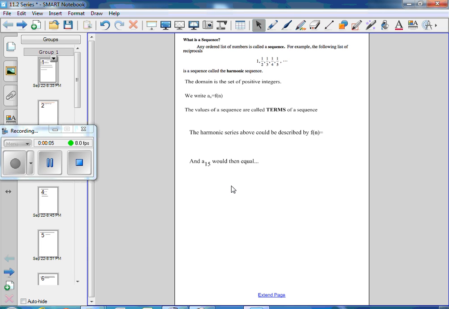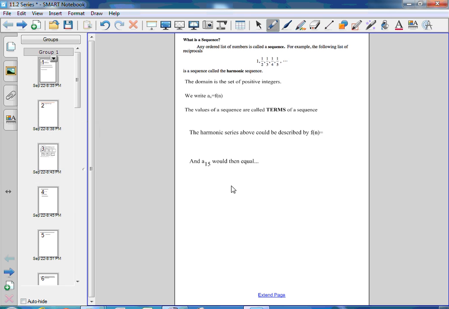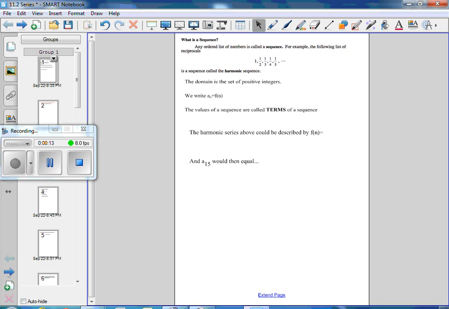All right, so today we're going to be looking at sequences and then series. So some definitions to get us started off. First, what is a sequence? Just any list of numbers is a sequence. So this is an example of a sequence. We got 1, 1/2, 1/3, 1/4, 1/5.